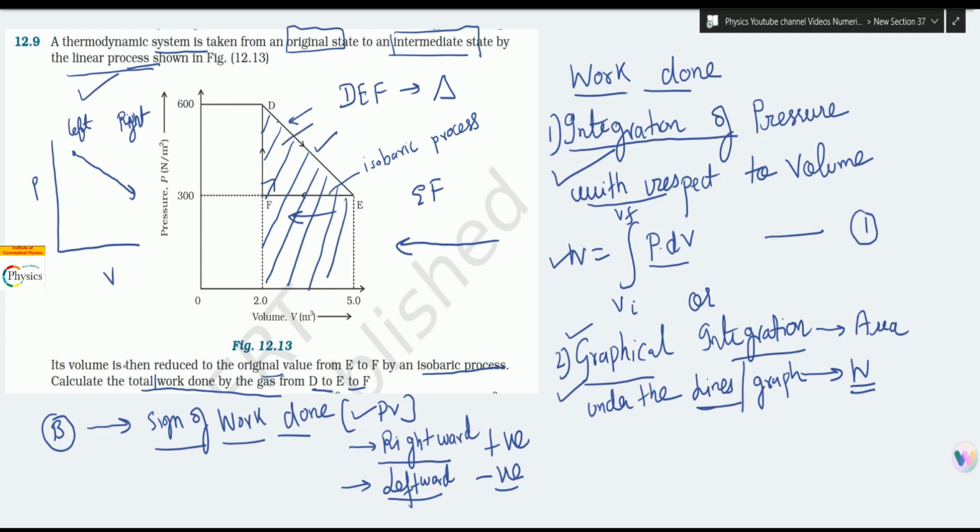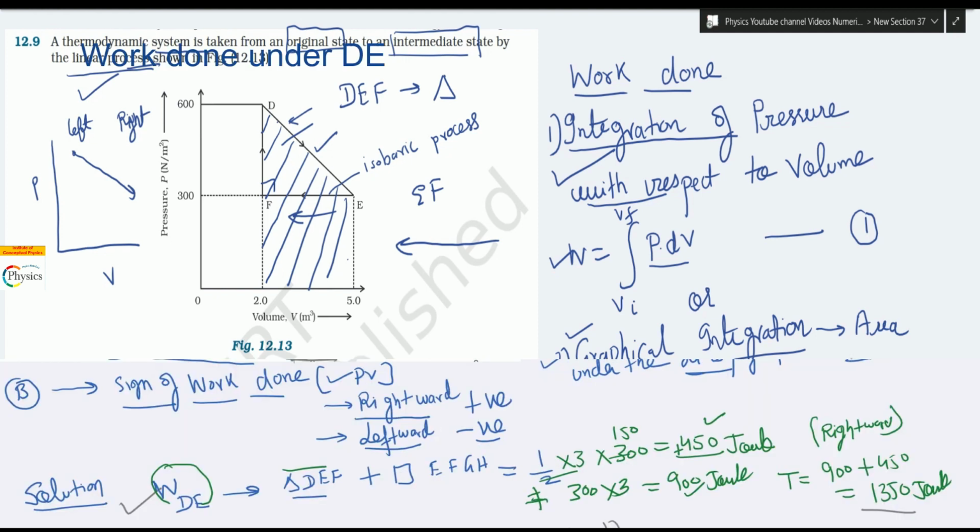It is made up of a triangle and a square. So let's look at the area given by the triangle DEF plus the square EFGH. Let's call this G, and let's call this H. So, EFGH. Triangle DEF: if you have to calculate the area, it is half base times height.